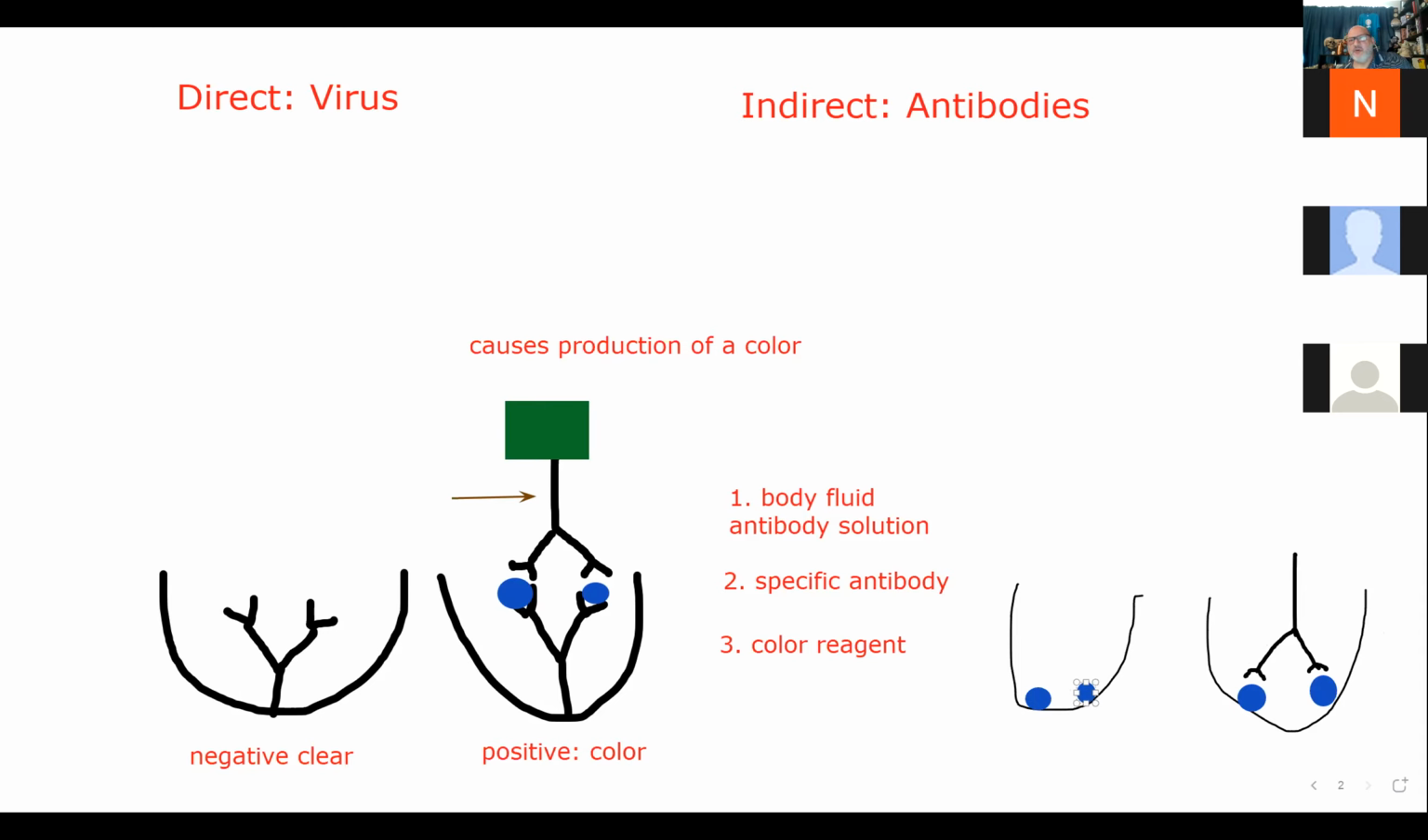And again, you add a color reagent that will react with the presence of the antibody. So you're still getting a color with a positive and no color for the negative. And here, you're testing for the presence of the antibody, whereas there you're testing specifically for the presence of the virus. But the process is essentially the same.